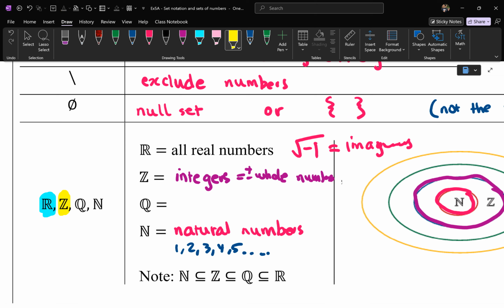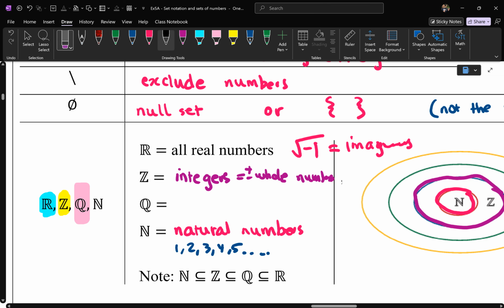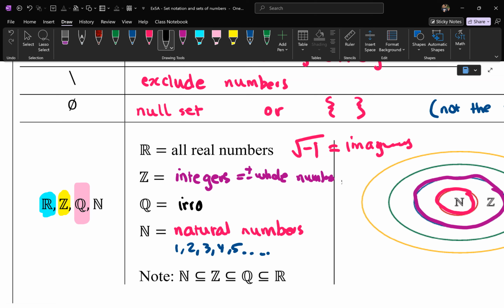And then Q is where I think a lot of students gave up. And students still suck at it. And that's what the examiners test. Q stands for rational. Irrational numbers. What am I talking about? Is it irrational or rational? Rational. Sorry, my bad. Rational.